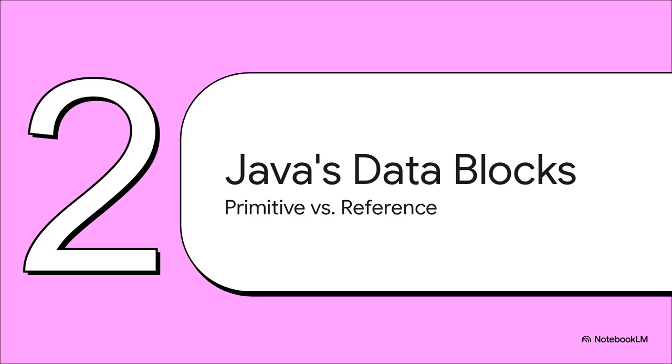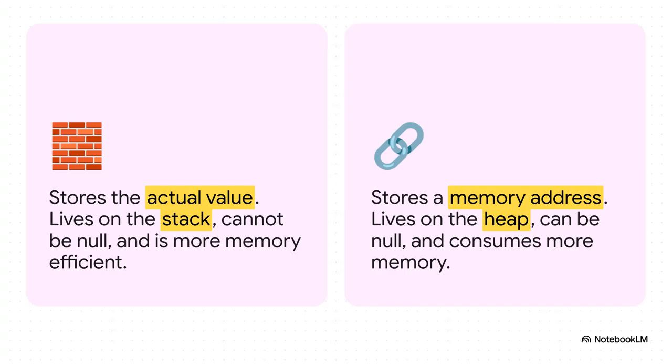Okay, so we've got our container, but it's not enough to just have a jar. Java is pretty particular. It needs to know what kind of stuff you plan on putting inside. This is where data types come in, and in Java, they're pretty much split into two big families. And this right here is a really crucial difference.